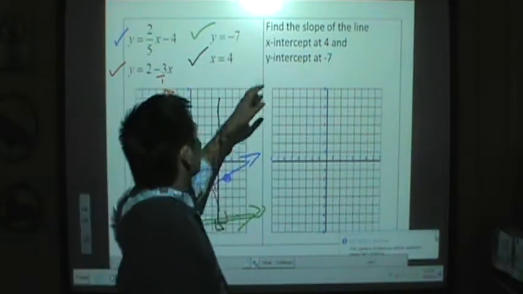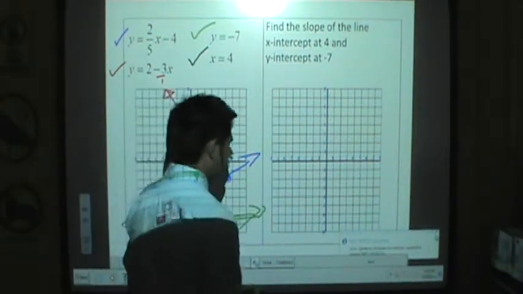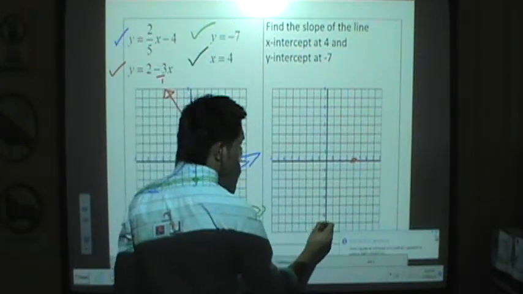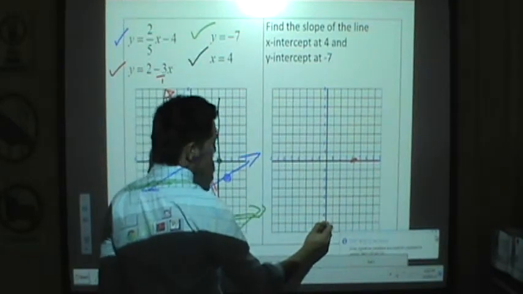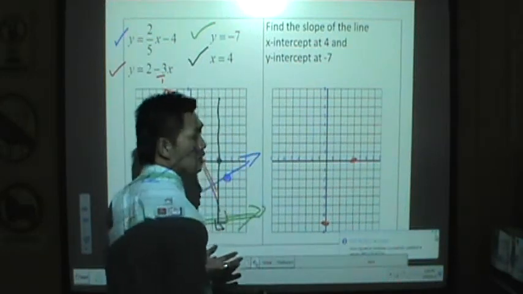Okay? For the last question, find the slope of the line with x-intercept at 4 and y-intercept at negative 7. The x-intercept is at 4, and the y-intercept is at negative 7. This is going to be the line, okay? Now the question is, find the slope.